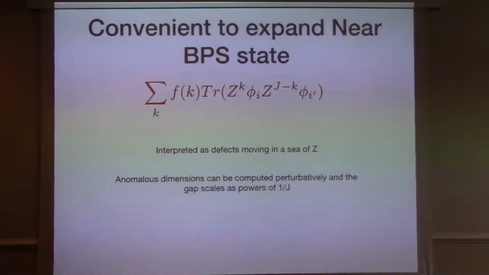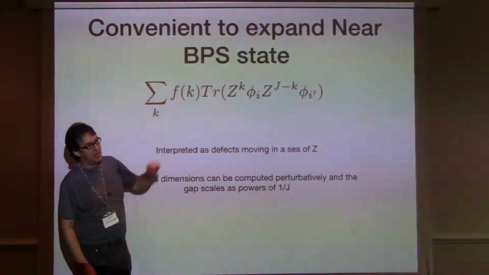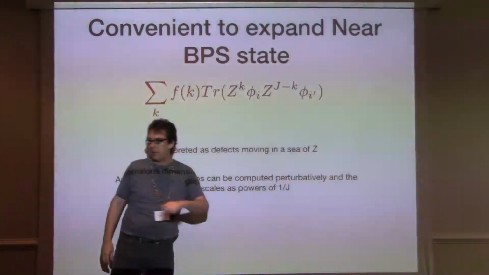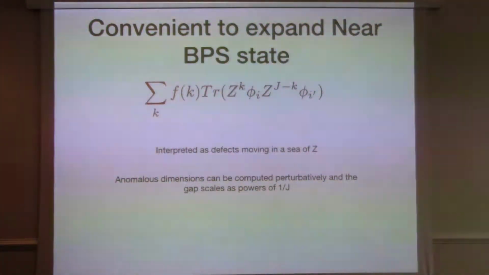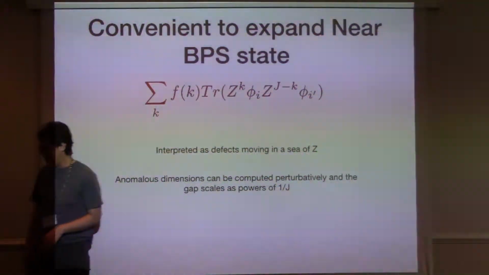And then you just have to go and compute anomalous dimensions. So you can compute them perturbatively, so you can do perturbation theory. And the gap, meaning the lowest anomalous dimension, scales as powers of 1 over J, and there's the 't Hooft coupling showing up in there. So here you're supposing J large. I'm supposing J large, yeah. So it's convenient to start this way.